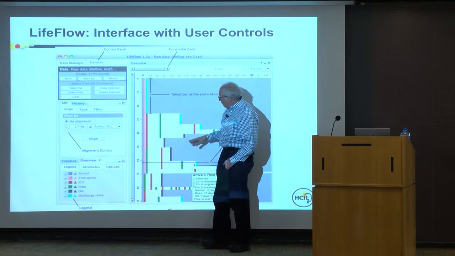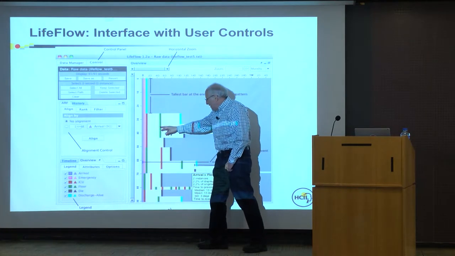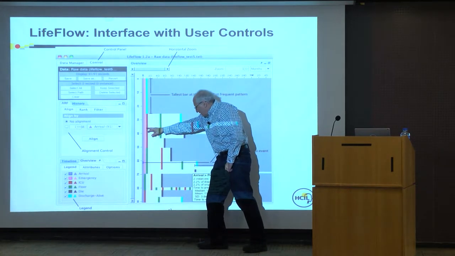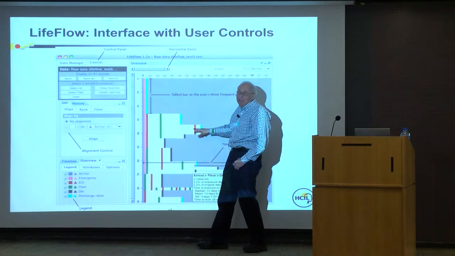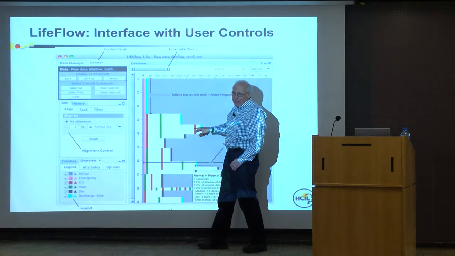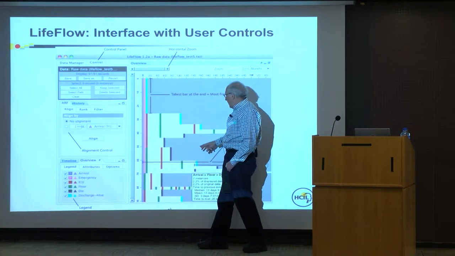Okay, so nice overview. Some of them, and this is something hospitals worry about, they go to intensive care, they go to the floor, and they bounce back to the intensive care. That's a problem. What went wrong? How come they didn't track that and catch it?